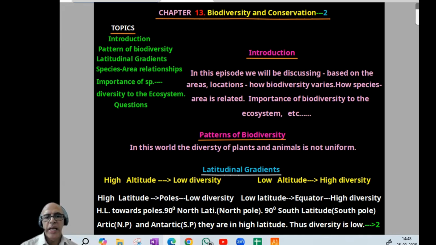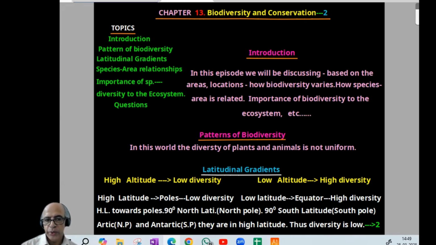First is latitudinal gradients. Before latitudinal gradient, we should know altitude. Altitude in the sense, high altitude means low diversity. Low altitude, like plains, has high diversity. That is regarding altitude. Now latitude. High latitude, that is towards the poles, means low diversity. Low latitude, that is towards the equator, has high diversity.